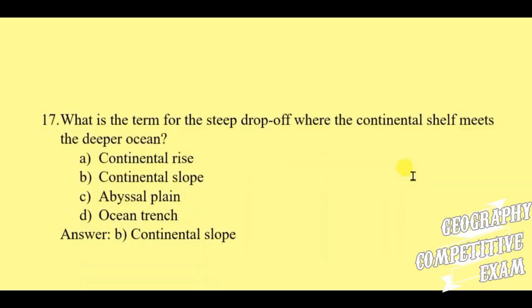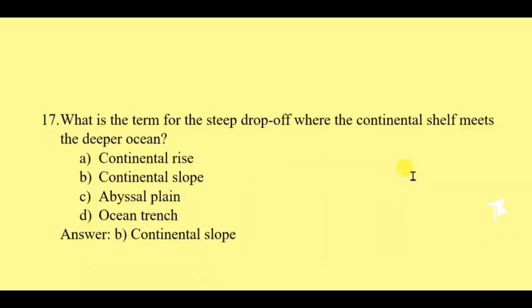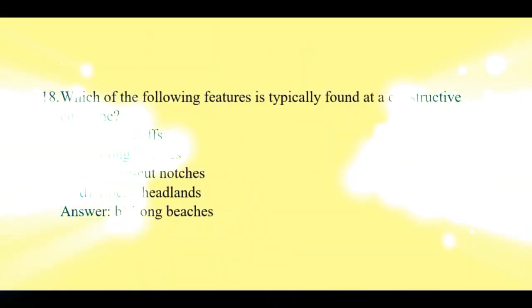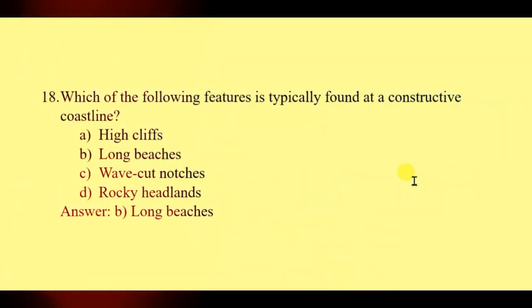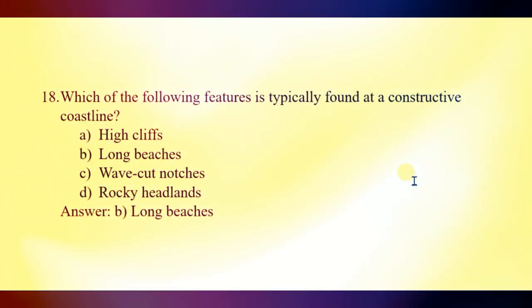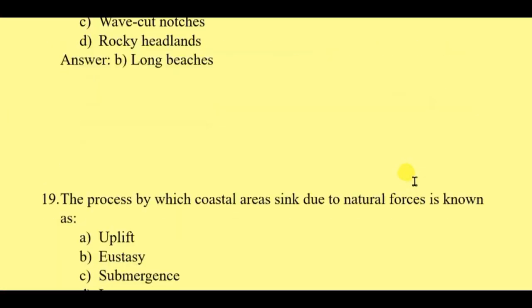Question 17. What is the term for the steep drop-off where the continental shelf meets the deeper ocean? Here the options are continental ridge, continental slope, abyssal plain, ocean trench. And the right answer will be continental slope. Question 18. Which of the following features is typically found at a constructive coastline? High cliffs, long beach, wave-cut notches, rocky headlands. The correct answer will be long beach, where the deposition process is most prominent.